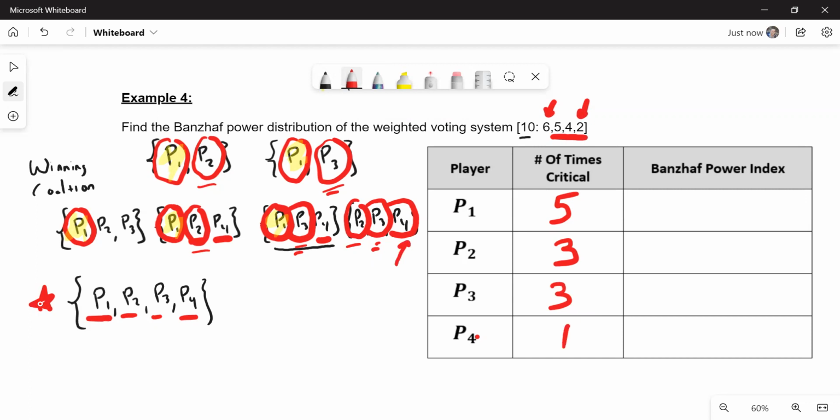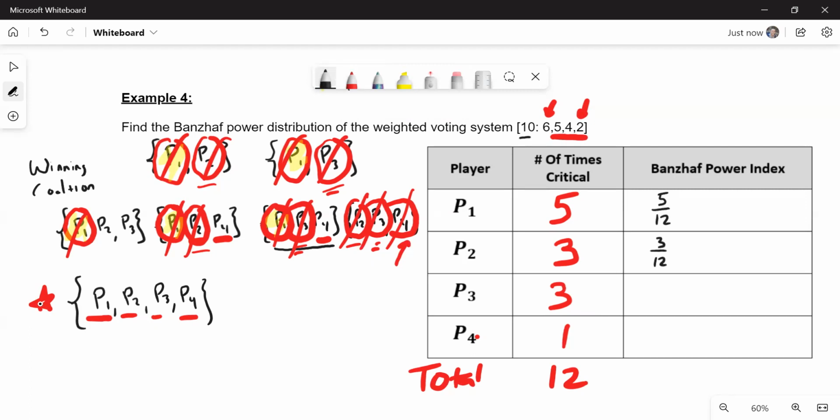Now, what I like to do sometimes is go back and count all of the things I've circled to ensure that I actually got it right. 1, 2, 3, 4, 5, 6, 7, 8, 9, 10, 11, 12. All right. And then just make sure that that matches my total over here, right? If I add 5 and 3 and 3 and 1, it needs to be 12. You can easily miscount, and you don't want to do that. So this time we're going out of 12. All right. So our Banzhaf power index would be 5 out of 12, 3 out of 12, 3 out of 12, and 1 out of 12.